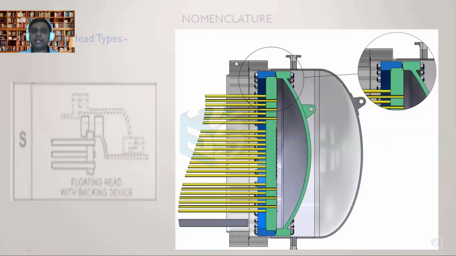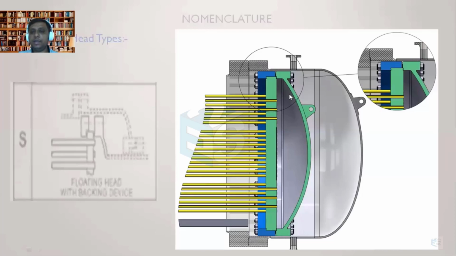So whenever there is a high temperature difference, thermal expansion will be there. Because of pressure, there is a movement of this entire assembly towards the right side. This entire assembly is going to move to the right side and come back to its original position, depending upon the temperature difference. So it is not attached by any means to the shell side. So it is completely free.